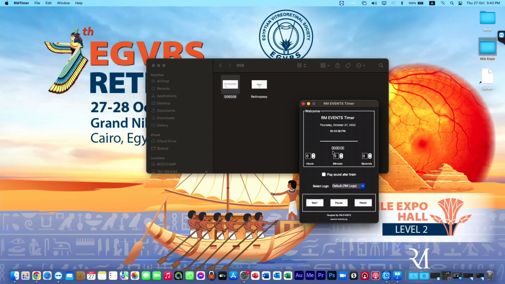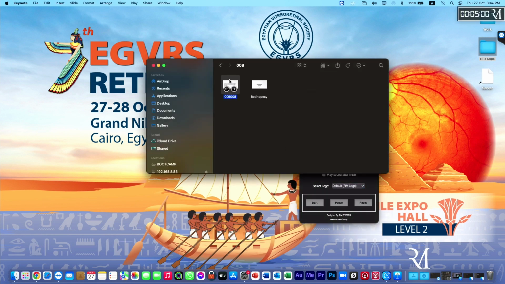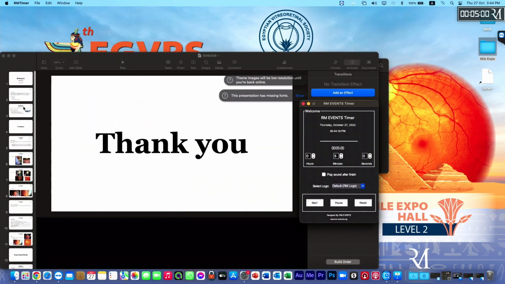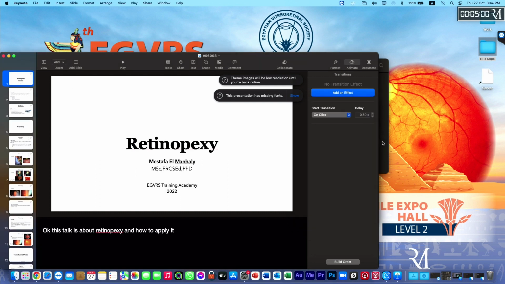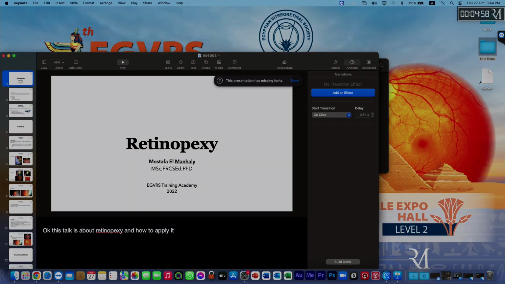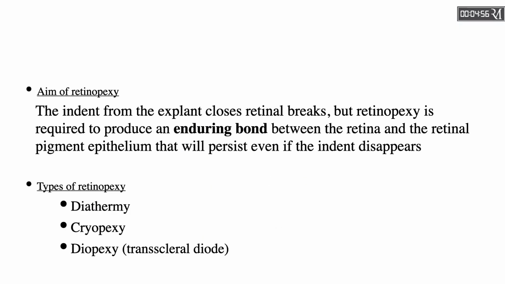So by now we are going to discuss the issue of retinopexy and how we do retinopexy during scleral buckling surgery. Our aim of adding the retinopexy is to keep an enduring bond between the retinal pigment epithelium and the choroid and the neurosensory retina, which will be persistent more than the buckling effect, which will decrease or even be reduced, as Dr. Mustafa has just said.